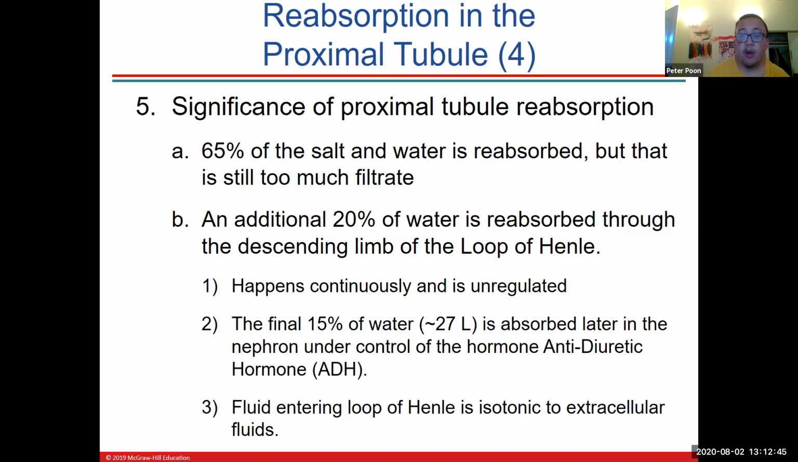An additional 20% of the water is reabsorbed through the descending loop of Henle. The final 15% is reabsorbed later in the nephron under control of antidiuretic hormone.